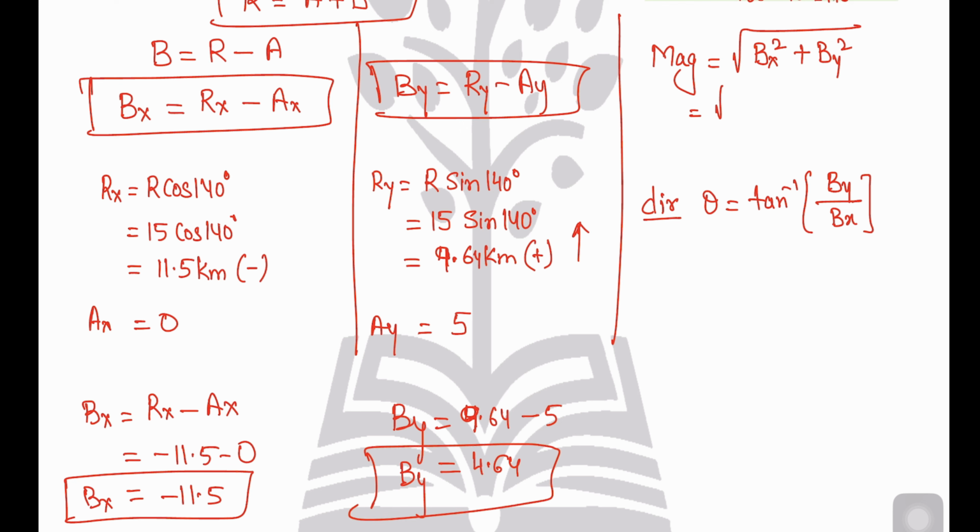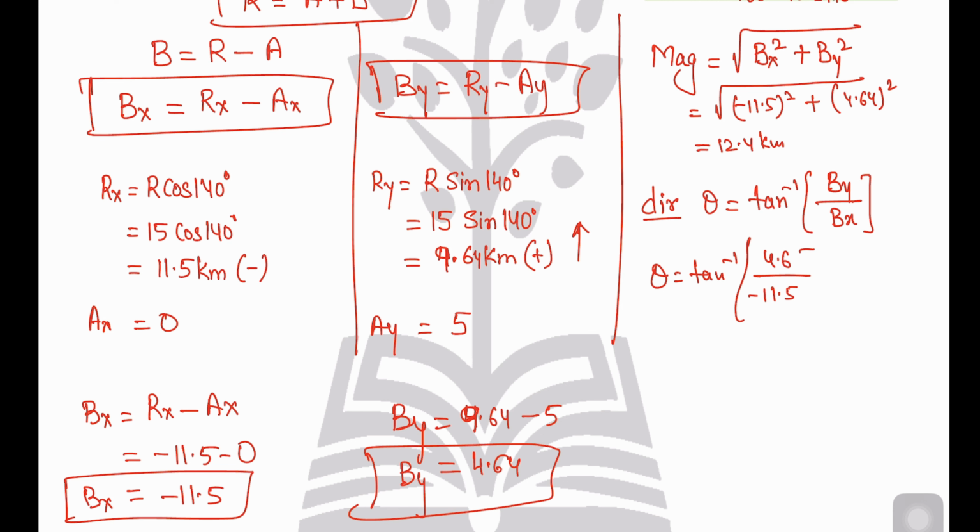Now place the values here. Magnitude: the square root of negative 11.5 squared plus 4.64 squared. So what is the value? 12.4 kilometers. Clear? Similarly, theta equals tangent inverse of By, 4.6, divided by negative 11.5. So you have two values, either negative 22 degrees or 158 degrees.